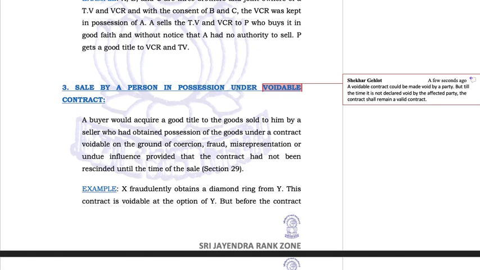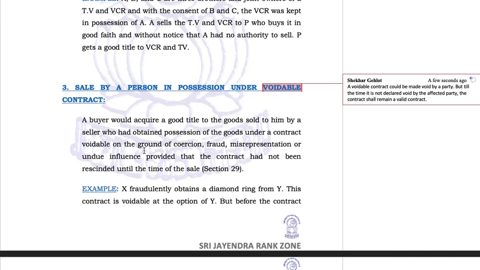A buyer would acquire a good title. Why? Because voidable contracts can be declared void only upon the insistence of the party which has been affected by the misconduct of the other party. Upon such declaration, the contract will be deemed void. But till the time the other party has not exercised his or her right to get the contract declared void, the contract will remain a valid contract.